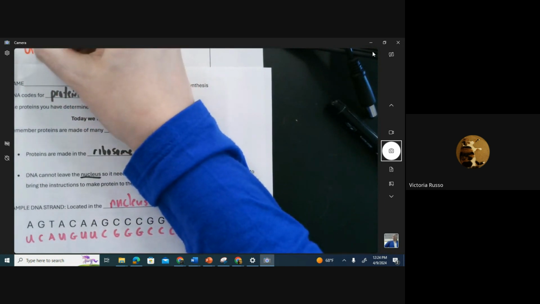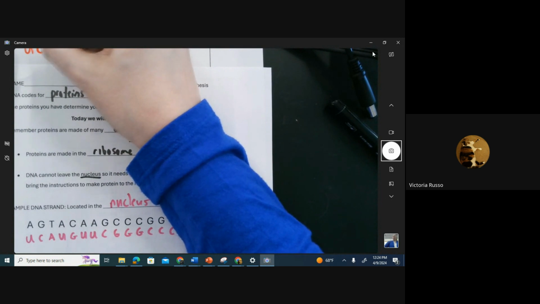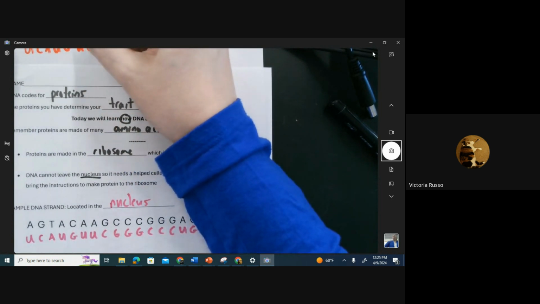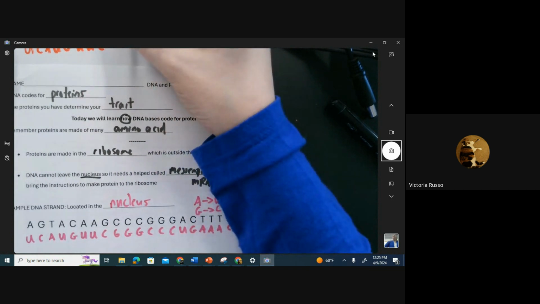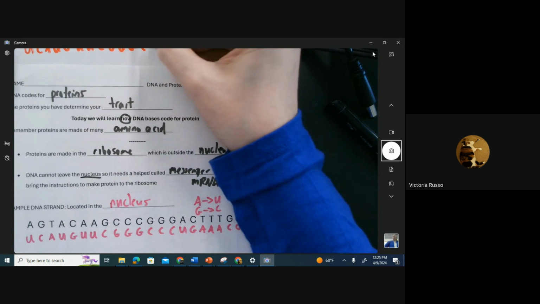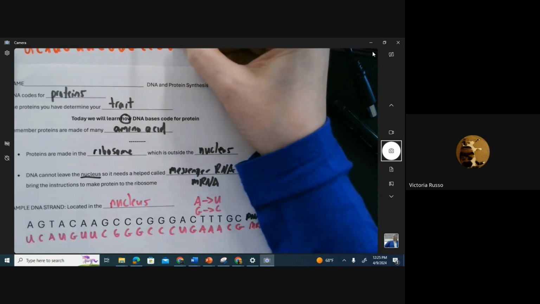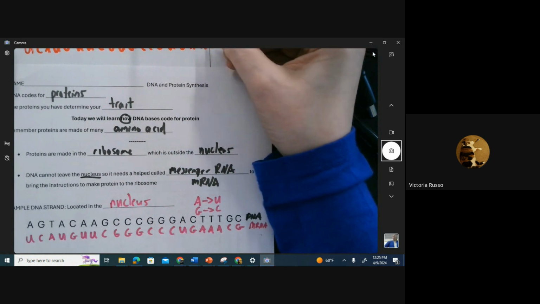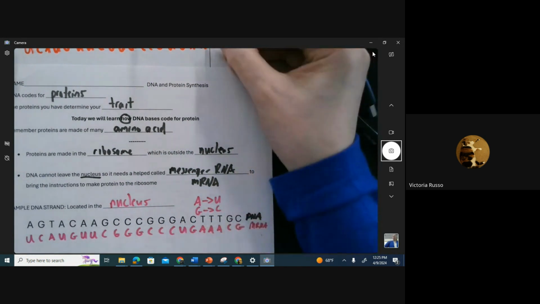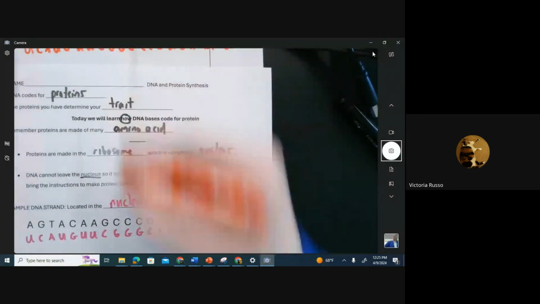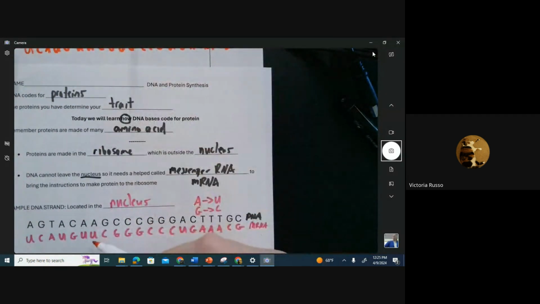U, C, A, U, G, U, U, C. Hopefully I don't miss any letters. G, G, C, C, C, U, G, A, and I'm going to run out of the box, which is fine. A, U, G, A, A, A, C, G. You can check for me, and I'll check for myself that I didn't miss any letters. G, U, U, C, G, G.